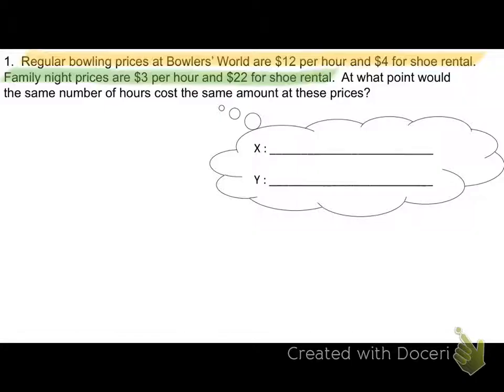So let's go ahead and break it down. If you would like to pause the video, go get highlighters. You can highlight yours similar to how I highlighted mine. If not, let's continue. At what point would the same number of hours cost the same amount? Okay, well, I know when it says $12 per hour, that means X is the number of hours that you are bowling, and Y is going to be total cost.